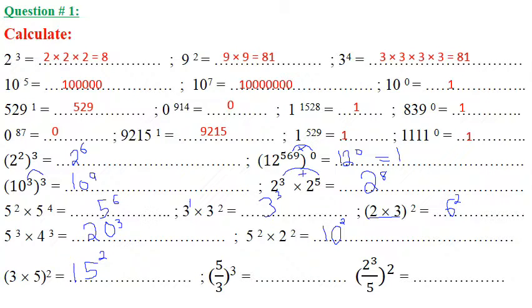Now 5 over 3, all of it cubed. Here the exponent is for both. It's for the numerator and also it is for the denominator. Now 2 cube, all of it squared. Here we have first power of power, so we multiply. 3 times 2 is 6, so 2 to the power 6. And 5 takes the exponent, which is 2.